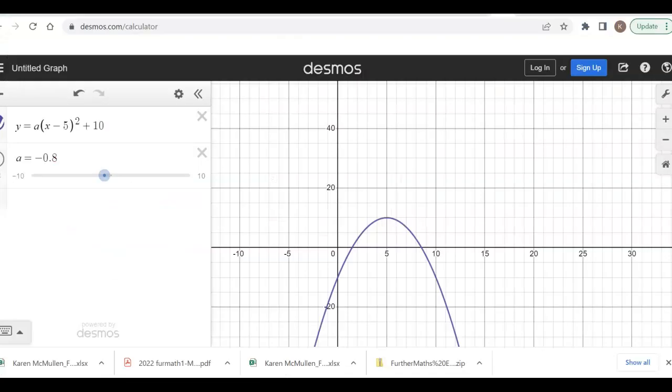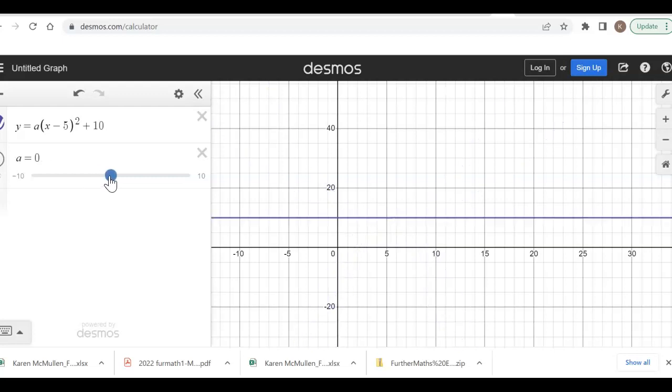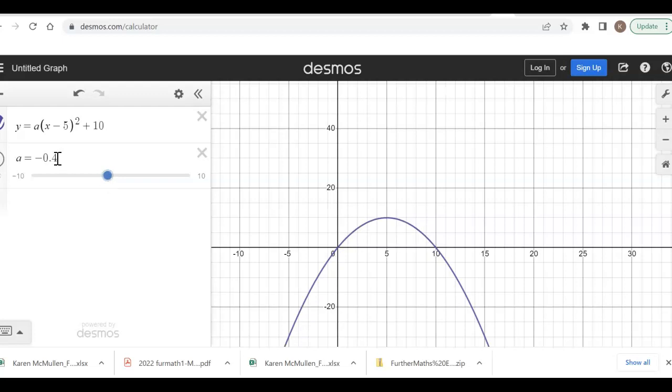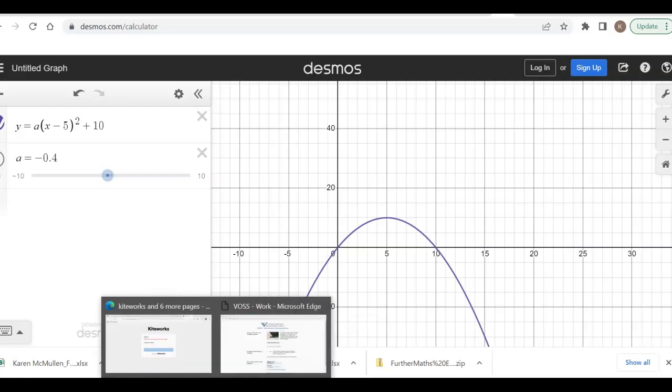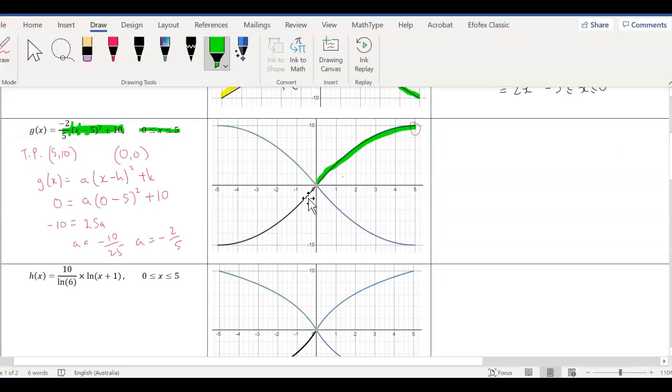Whereas when we did it on Desmos and I added the slider there, remember, I went through 0. All right, we came up with -0.4, which is the same as -2/5. But my slider was going up by 0.2 or something, I can't remember. Let's go back to here.